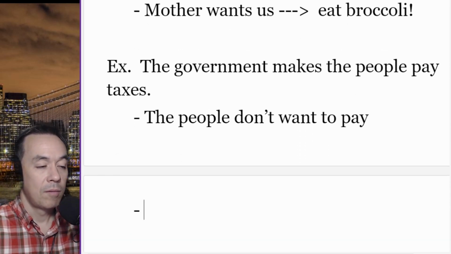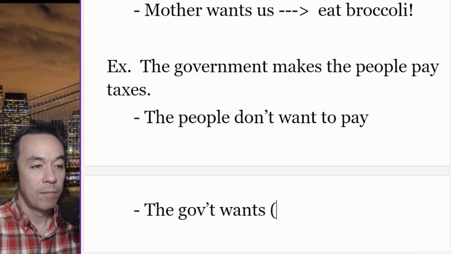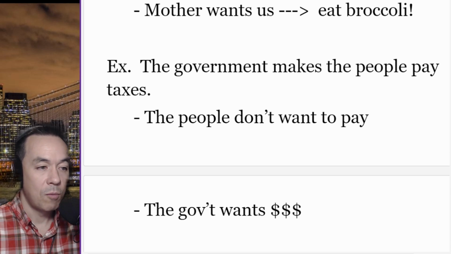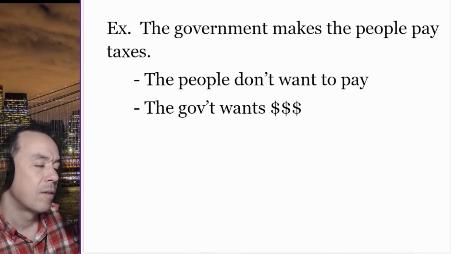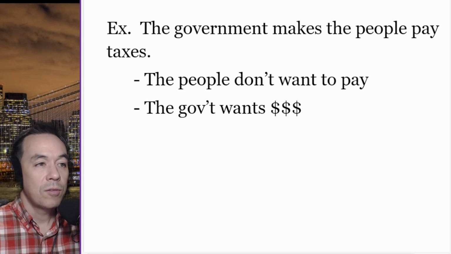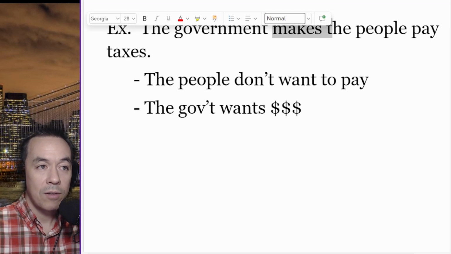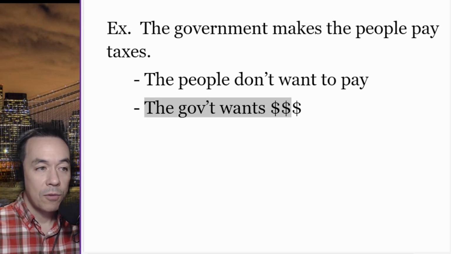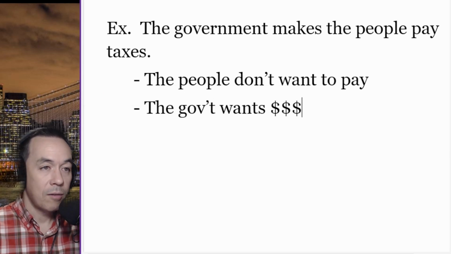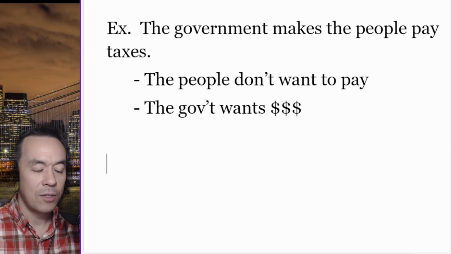The government wants. Where's that money? There you go. Wants the money. Okay. All right. So there's two examples where, in both cases, the weaker character says, I don't want to do that. But the powerful says, well, I don't care. You must. Okay, now let's go to the negative version.